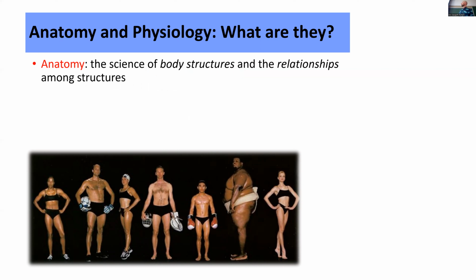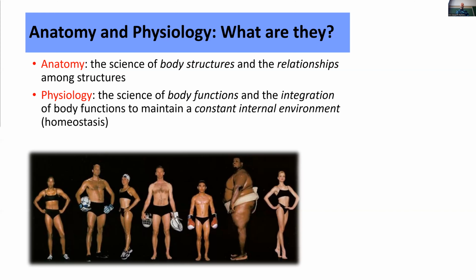And so anatomy is the science of body structures and the relationships among those structures. There we go. And so it's the parts of the body, basically, and how those parts relate to each other. Physiology, on the other hand, is more the science of body functions and how those functions are integrated across systems to maintain what's called homeostasis, the internal environment so that your body can continue to function.